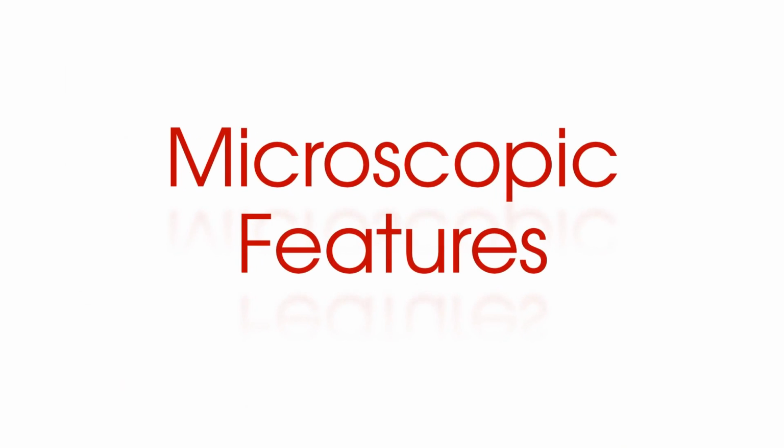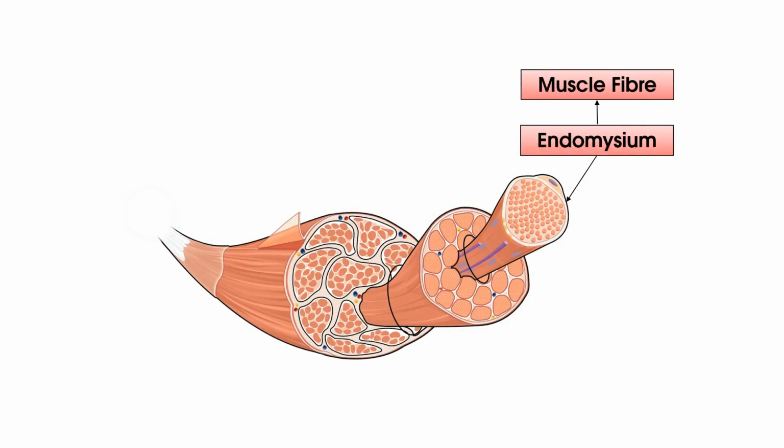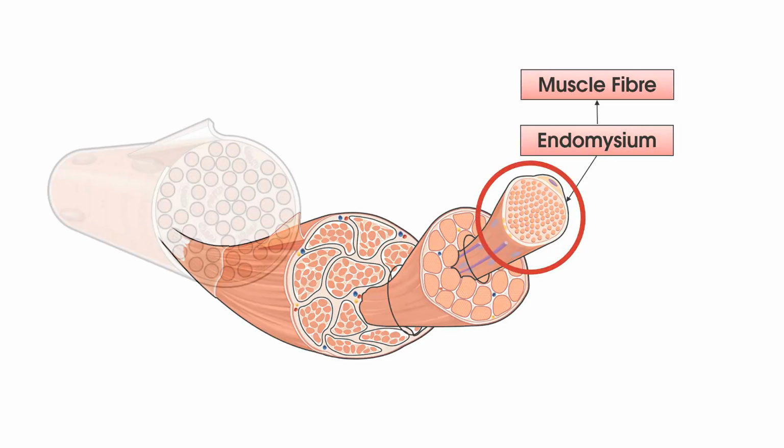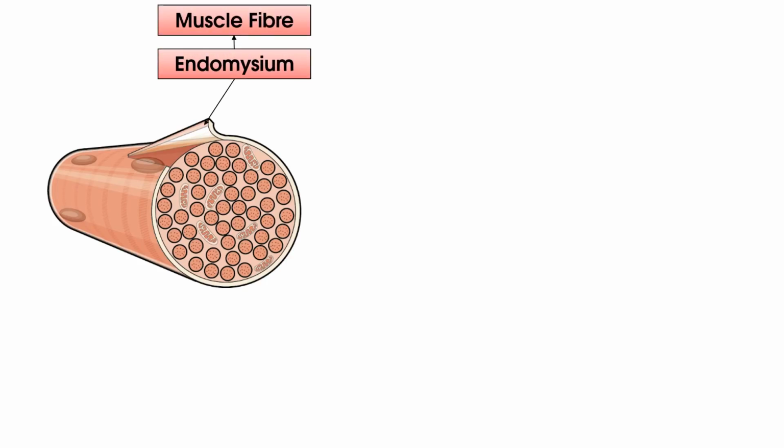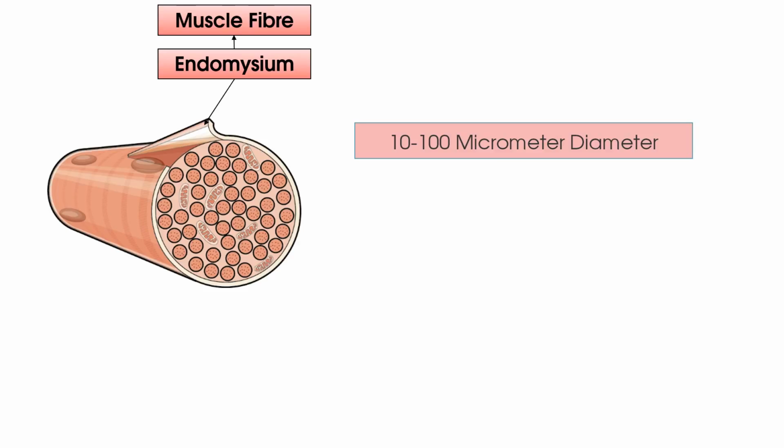So now let's move on to the microscopic features of skeletal muscle. We're going to start from the muscle fiber, which is where we left off, and break that down into its constituent components. Here we have our muscle fiber, which is surrounded by the deepest part of connective tissue, the endomysium. Now the muscle fiber is tiny. It ranges from 10 to 100 micrometers in diameter, and it's about 10 centimeters long. So it's like a tiny piece of string.